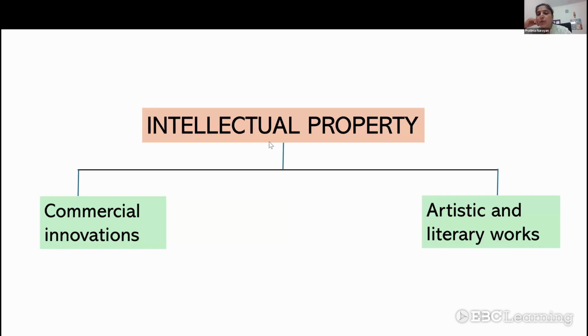One is the commercial innovations, and the other is the artistic and literary work. I don't know how many of you followed the recent budget, and one of the most important aspects they have been talking about is the semiconductor industry, the investments in the semiconductor industry, and another thing that they are looking at very seriously is knowledge creation, content creation.